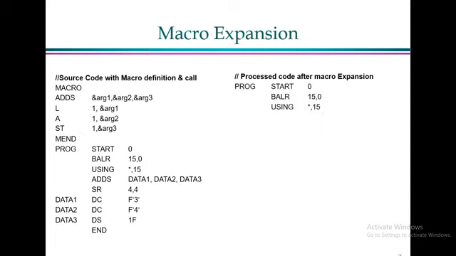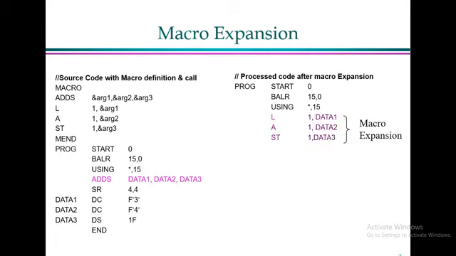So here it starts with the first 3 statements, that is START, BALR, USING as it is. Now see the ADDS, this is a macro call. So here this macro call is replaced by the macro definition. What is the macro definition? L1 comma ARG1. Now see ARG1 is equal to data1. ARG1 is a formal parameter and data1 is an actual parameter. So ARG1 is replaced by data1, ARG2 is replaced by data2, and ARG3 is replaced by data3.